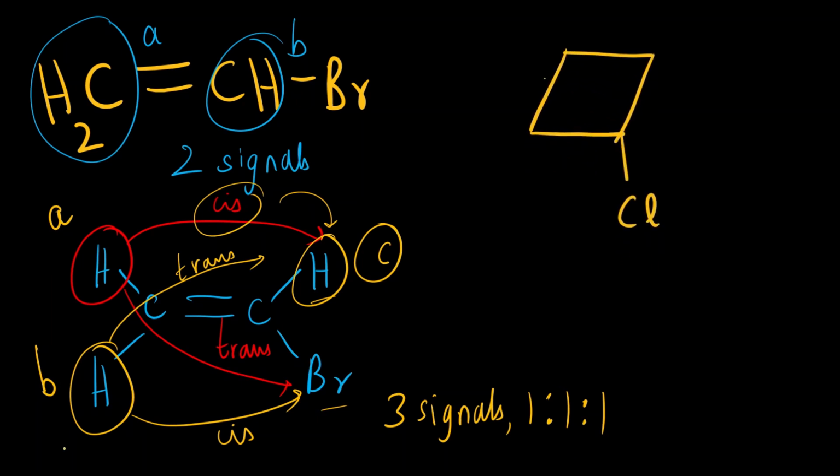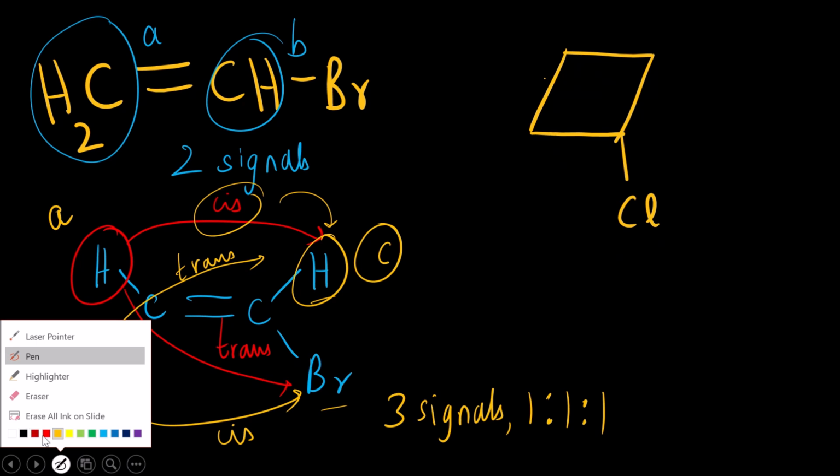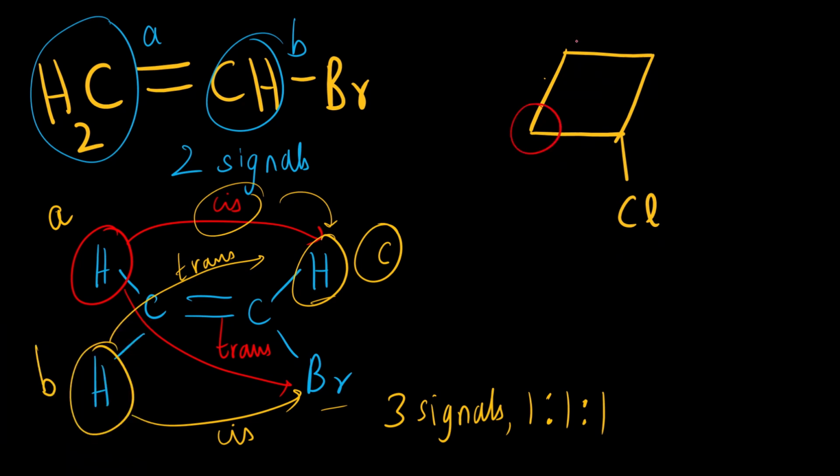Now this example also, suppose you write 1, 2, 3 and CH, 4 signals, your answer would be incorrect. So what will be the correct answer? Here again you have to draw the other protons as well.